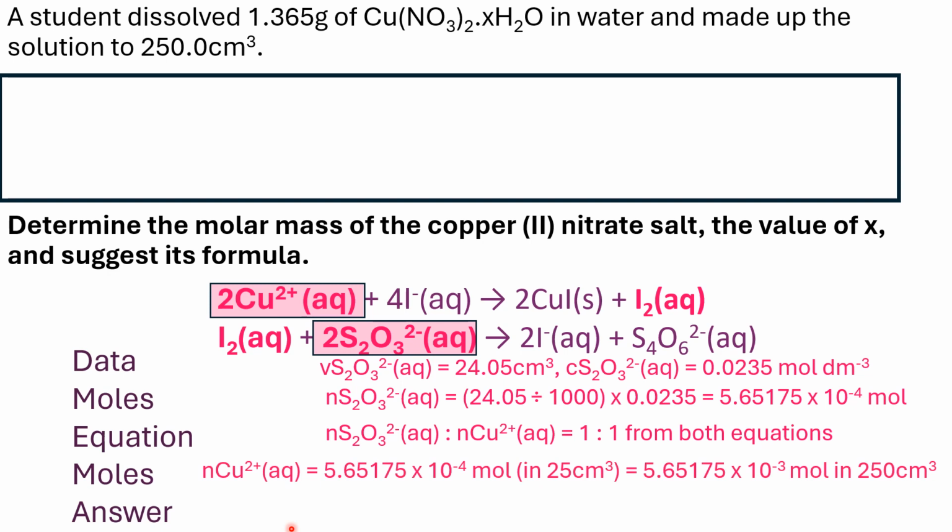So now I can work out the number of moles of copper in 25 centimeters cubed, and scaling that up, it ends up as 5.65175 times 10 to the minus 3 in 250 centimeters cubed, so 10 times more than it was in the titration. The reason for that is because this value goes 10 times into this value.